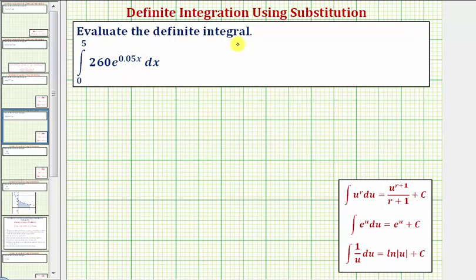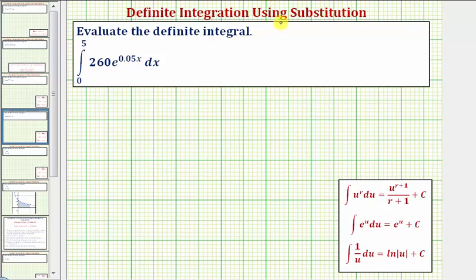We want to evaluate the definite integral. To determine the antiderivative, we'll be applying the integration formula given here, where the integral of e to the u integrated with respect to u is equal to e to the u plus c. Notice in our case, because the exponent is not just x, when integrating with respect to x, we'll have to perform u substitution, or a change of variables.